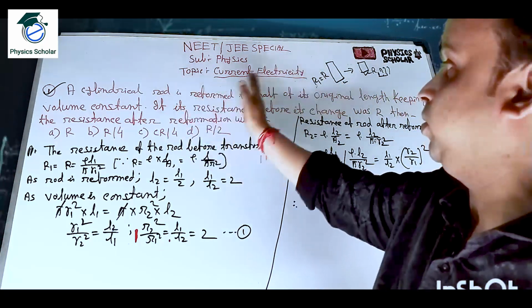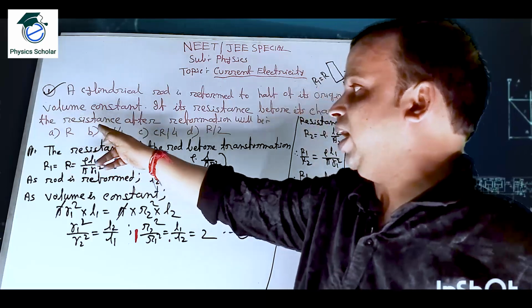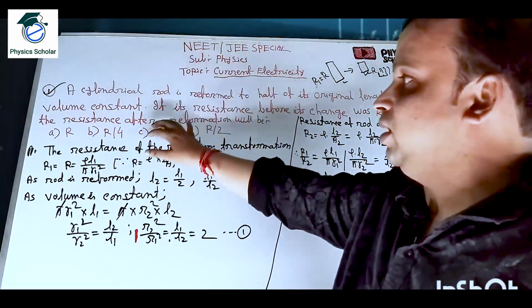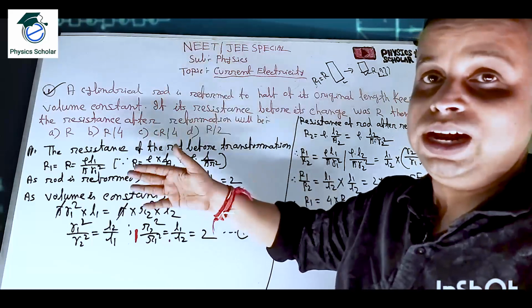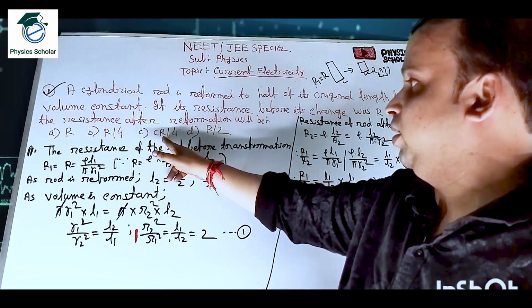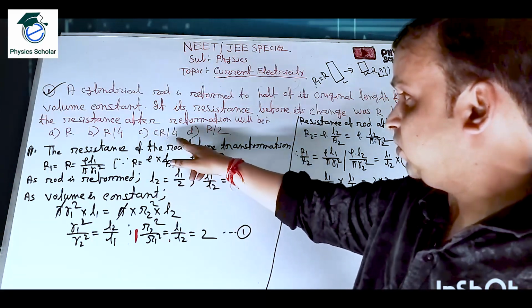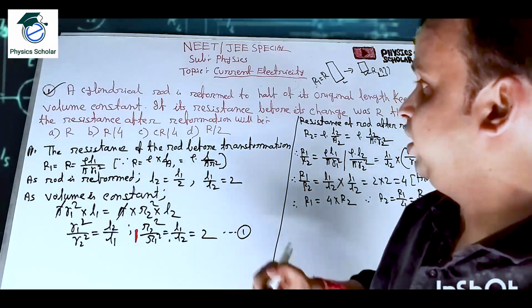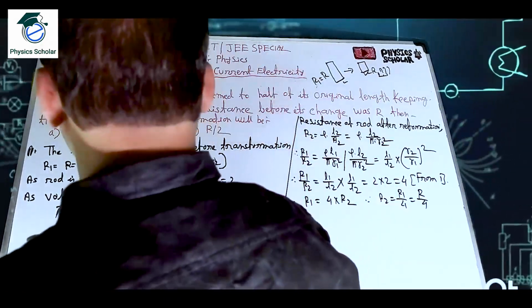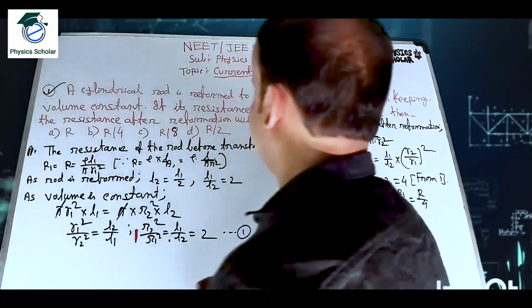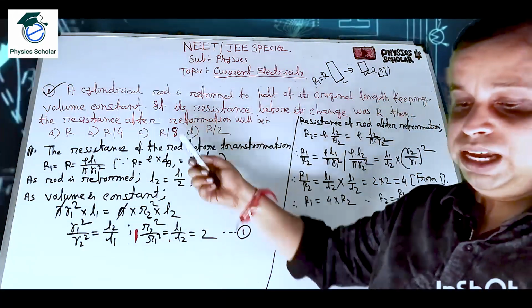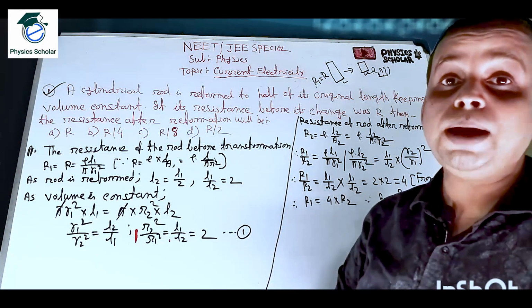Four options are given. R means the initial resistance, that is, it will not change, it will be the same. R by 4, it will be 4 times less than before. It will be R by 8, clear? R by 8 and R by 2. So 8 times less than before, or R by 2 means half of before.